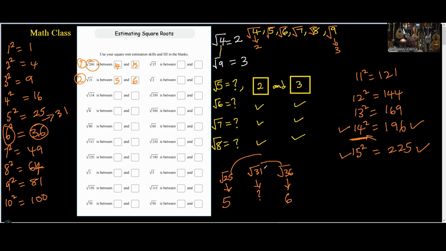Unmute yourself. Yeah, you're unmuted. So tell me, do you understand why the first one is between 14 and 15? We're looking for the square root of 200, yes or no? Yes, sir.